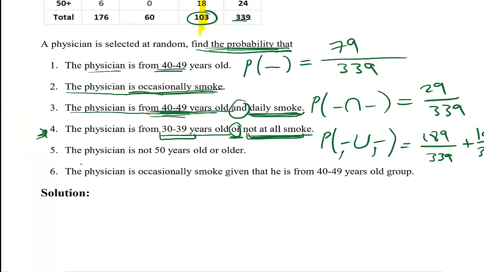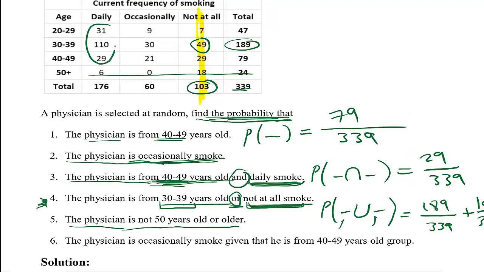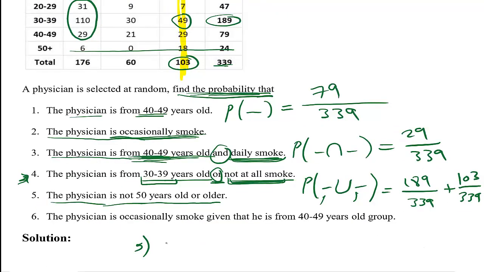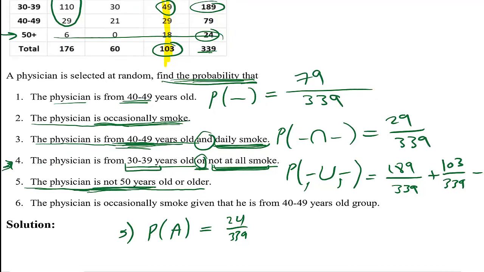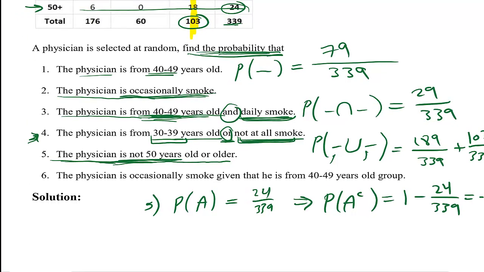What is the probability that this person is not 50 years old or older, not from this category or older? So he is only from these age groups. Or you can use the complement rule. That is, let A be the person is from this group, 50 years or older. So the probability is the number of persons in this category, which is 24, divided by 339. But in our equation, we need the probability that the person is not 50 years old. So we just take the complement of this one. Probability that the person is not from the 50 years old group. So this is 1 minus 24 divided by 339. The last part, part 6.